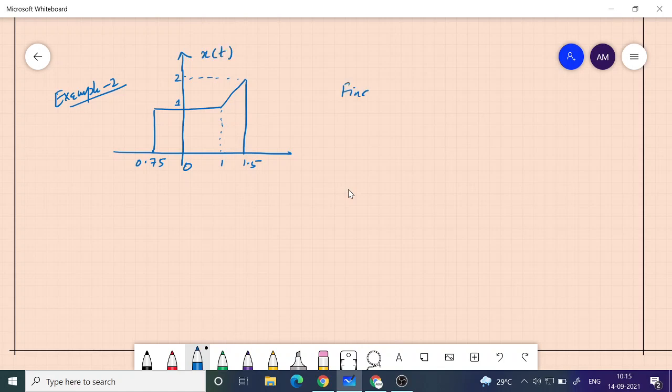The question is, find x of minus t by 2 plus 3. This is the question. Okay, find x of minus t by 2 plus 3. X of t is given. You are asked to find out. So you can use either the graphical method, or you can use the mathematical method. Mathematical method, if you do it correctly, then you will get a final expression, and then you can plot it. Okay, if you do it graphically, you need to be careful about that. That's what I was pointing out earlier.